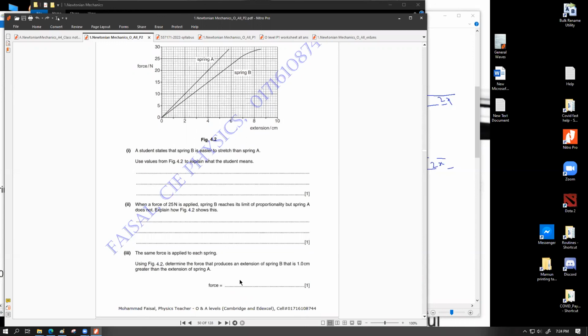I'm back. So do you all understand what the question is saying? Yes, sir. And I think it's 15 Newton. You are asked to find out the exact value of force that produces 1 centimeter additional extension in spring B compared to spring A. So which one is the correct response? 15 Newton. 15 Newton produces exactly 1 centimeter additional extension in spring B. Can everybody see that from the graph, that you have exactly 1 centimeter additional extension? Everyone? Yes, sir.